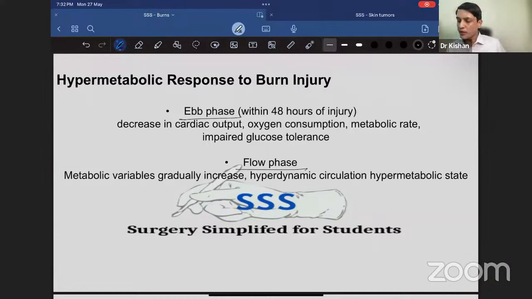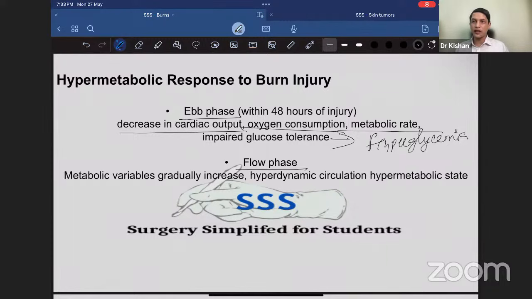Ebb phase. Okay. Here, what happens, just like I mentioned, is there is a decreased cardiac output because of hypovolemia, increased oxygen demand and oxygen consumption. Metabolic rate is increased, hypermetabolic rate. And the glucose tolerance is impaired. Because of the decreased insulin secretion and because of stress, gluconeogenesis is also increased. That's why there is impaired glucose tolerance, which will result in a state of hyperglycemia. Okay. This is in the initial 2 days, in the ebb phase.